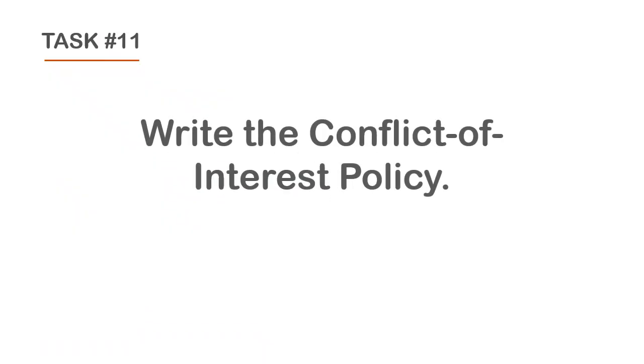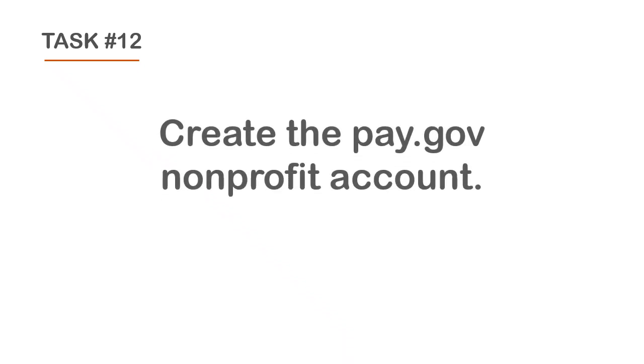Task number 11, write the conflict of interest policy. This is another document that goes into the application that you have to write to meet the requirements of your nonprofit organization. Task 12, create the pay.gov nonprofit account. Now, you have to create a pay.gov account in order to submit your application because pay.gov is the platform that you will use to submit your application to the IRS.